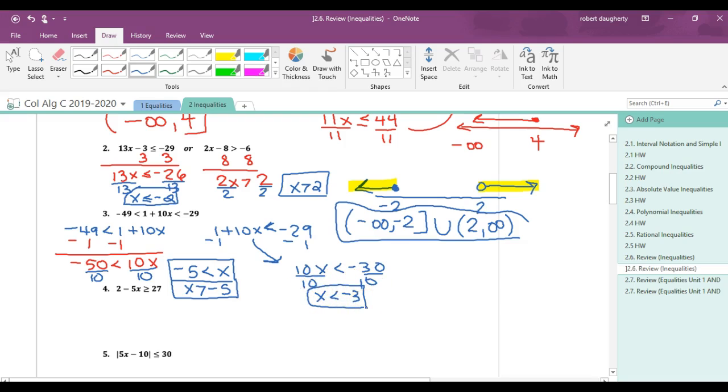Okay. So on a number line, negative 5 is the smallest number, negative 3 is the larger number. Numbers that are greater than negative 5, that's this direction. Numbers that are less than negative 3. So I see one interval there. This answer is negative 5, negative 3. That's the answer for problem number 3.